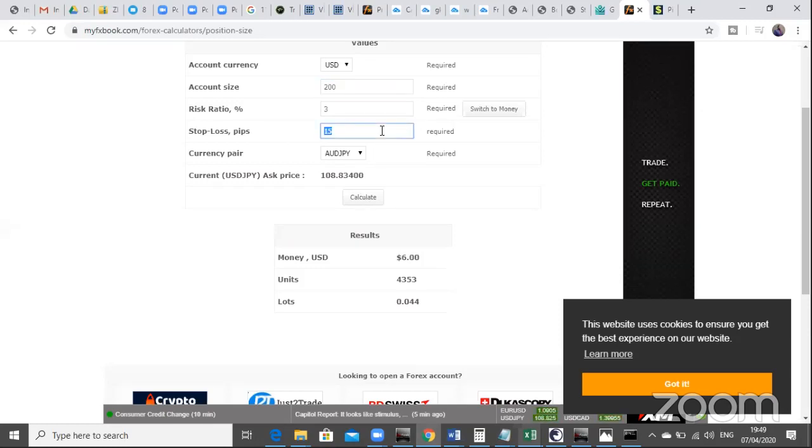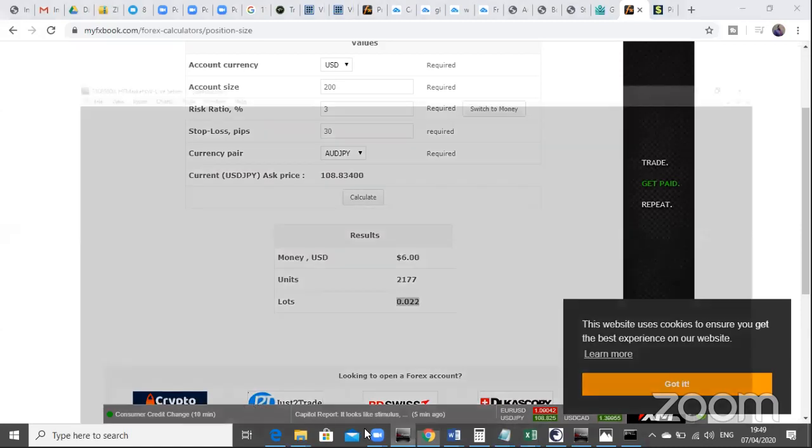Our average stop loss is 30 pips minimum. And once you go that, you see 3%, 0.02. We're going to be having just 2 to 3 trades running at once. Until one is done, we're not putting in money into another.